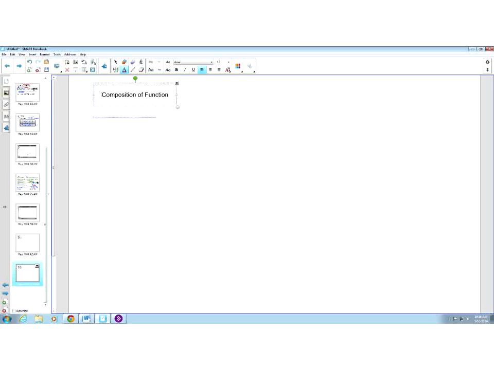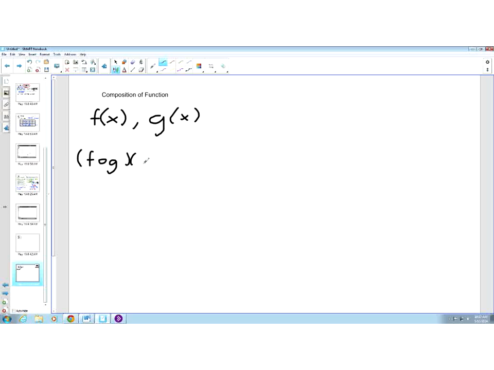All right, so if we have two functions, f of x and g of x, we write the composition of two functions using this notation. F composed, we use this circle operator, f composed with g of x. And that is equal to, well, you simply replace x with g of x. Okay? That's all function composition is about for the most part.